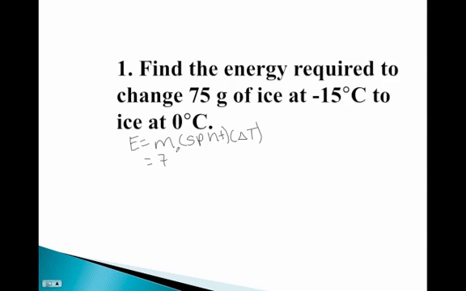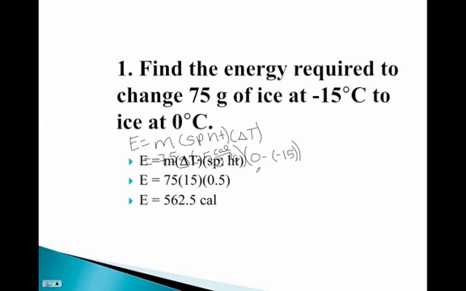My mass is 75 grams. My specific heat, I'm at ice, and if I look back at the last slide, it's 0.5 calories per gram degrees Celsius, and then times the change in temperature, and the change in temperature is going to be the final minus the initial, so it's 0 minus a negative 15. And when you calculate that, here's everything all nice and neatly typed out. You're going to get 562.5 calories.